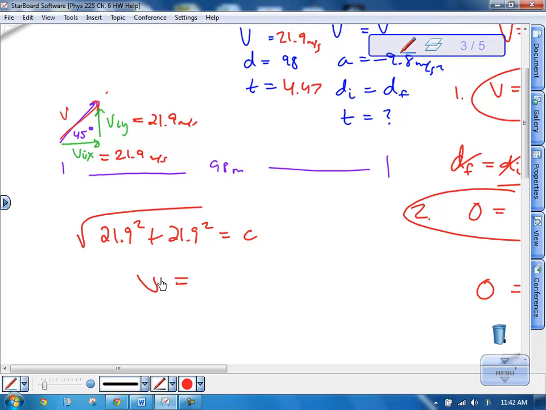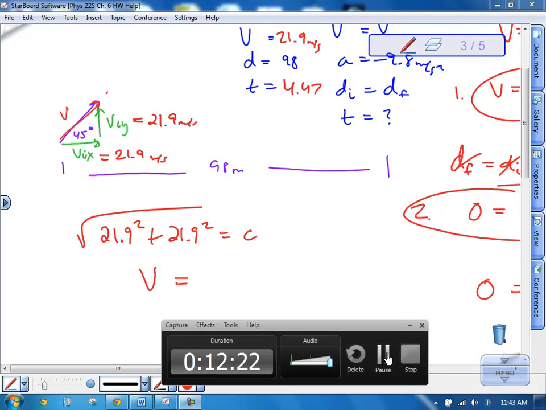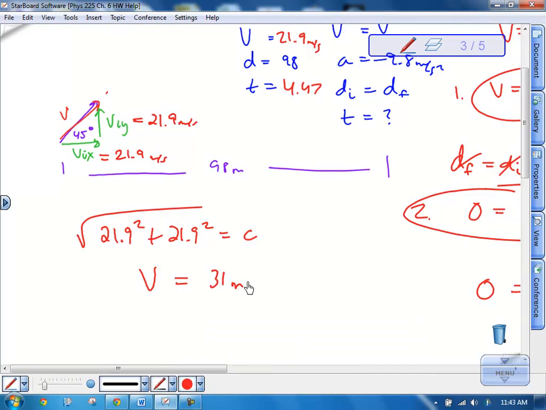the overall velocity. I'll call it v vector to represent it as an overall vector. Or I could call it the magnitude of v, however you want, whatever you want to call it. It's the overall velocity, which is approximately 31 meters per second total.